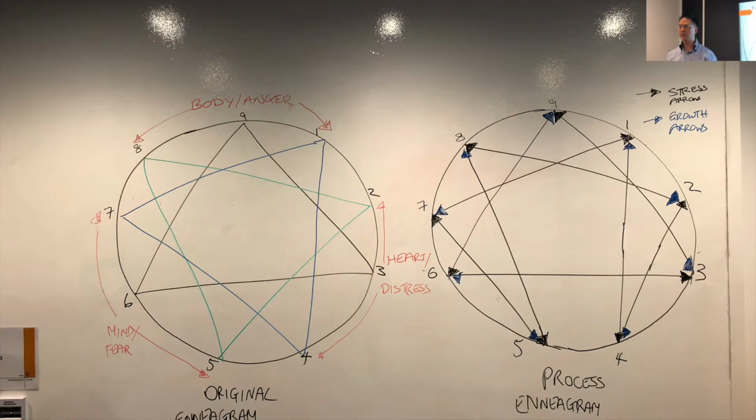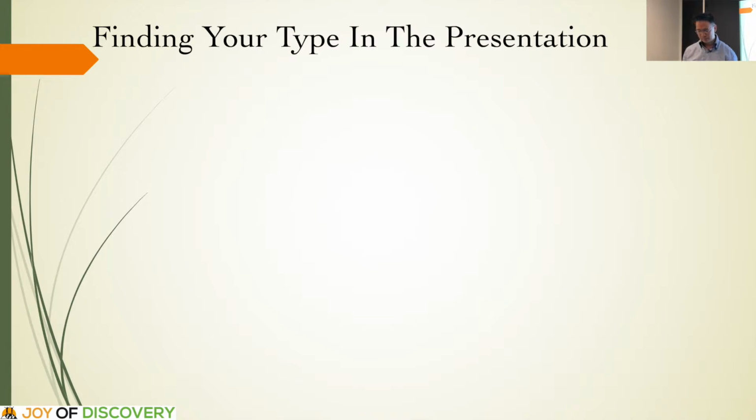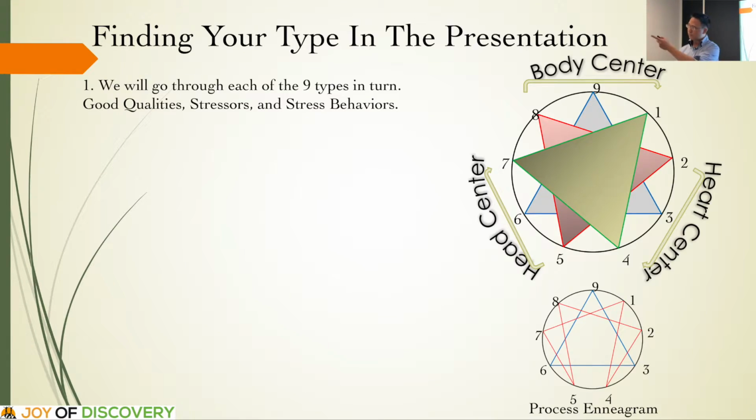I'm going to present to you all 9 types in probably a way you haven't seen before or read about before. I'm going to use a lot of images, which I think are far easier and clearer to sometimes see your type. So what we have here is what I've written on the board before. You have a body center, heart center, and head center, and you also have the process Enneagram, the 2 different types of Enneagram.